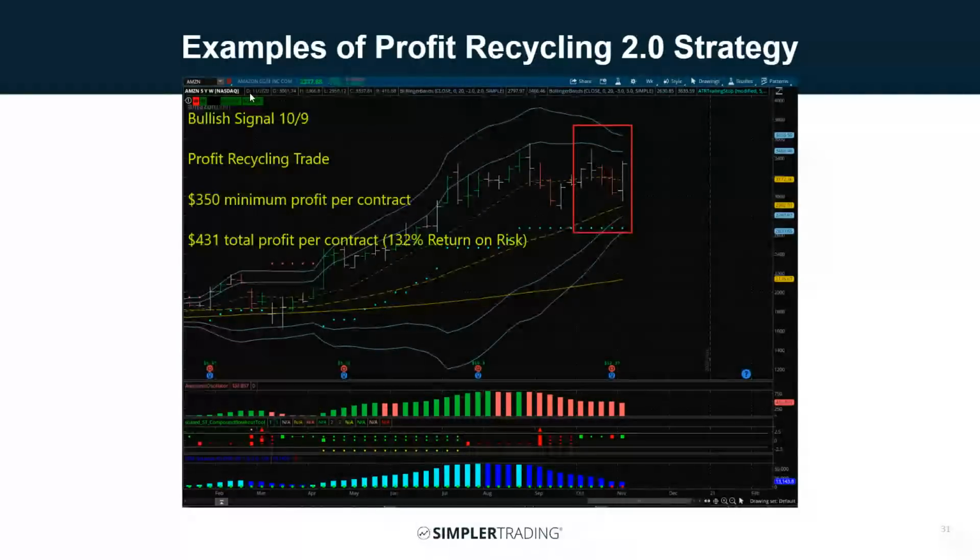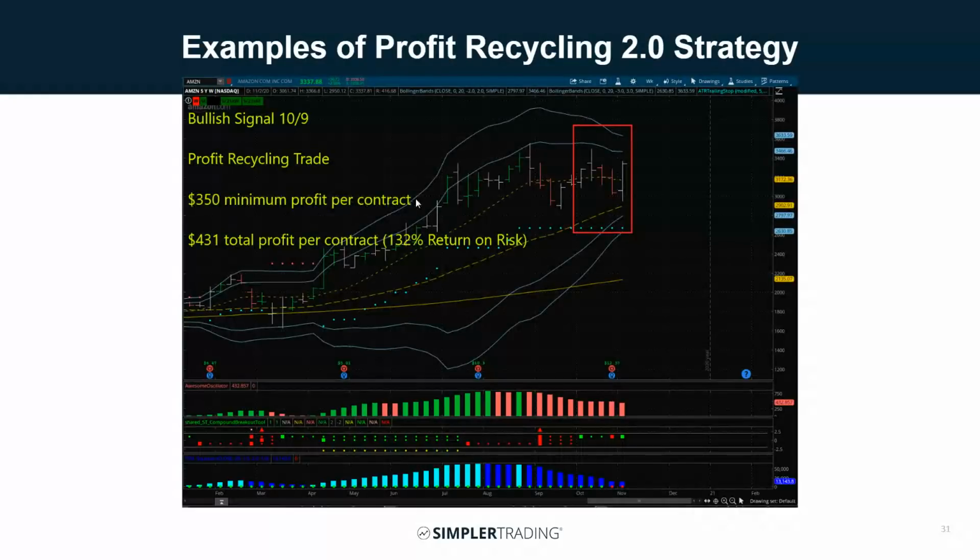So as I mentioned, it's great for intraday trading, but you can still use this strategy off longer charts like the daily and the weekly and still be able to give yourself that free trade. So with Amazon, I took this action on the 9th. I profit recycled the trade. I ended up with a 350 minimum profit per contract.